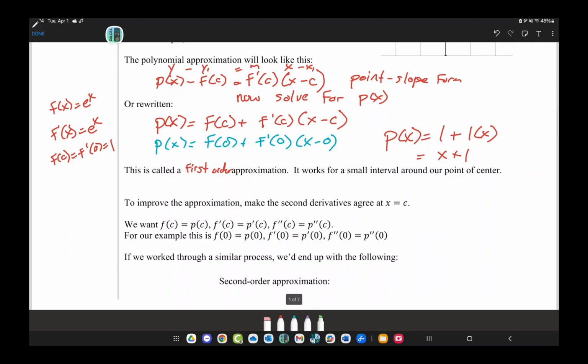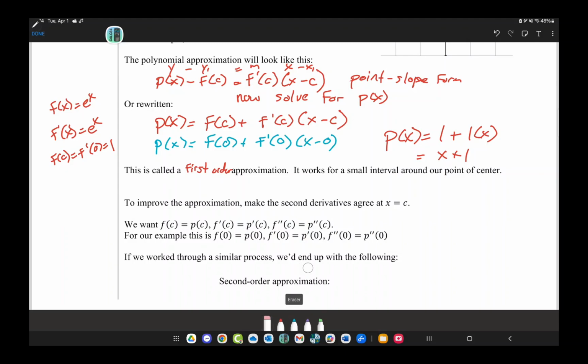So, if we want f of c to equal p of c, f prime of c to equal p prime of c, f double prime of c equal to p double prime of c, for example, f of 0 will equal p of 0, f prime of 0 equals p prime of 0, and f double prime of 0 equals p double prime of 0, we do what's called a second order approximation.